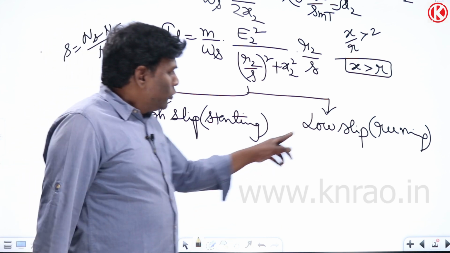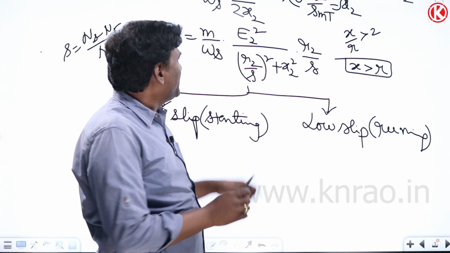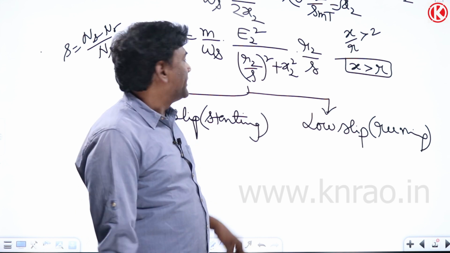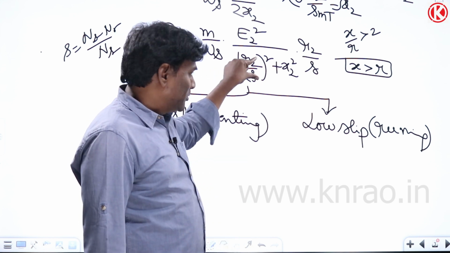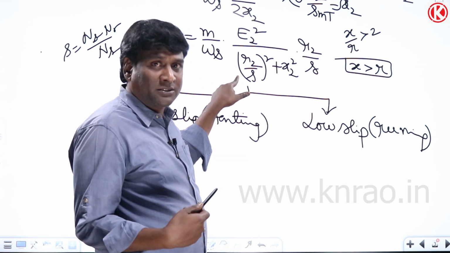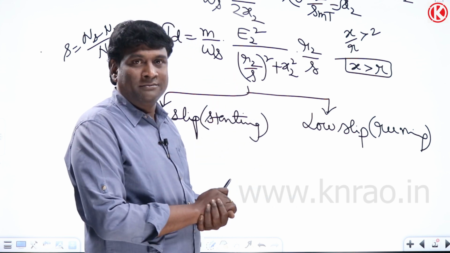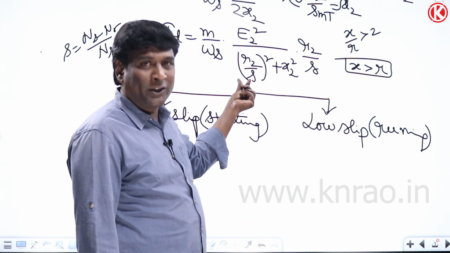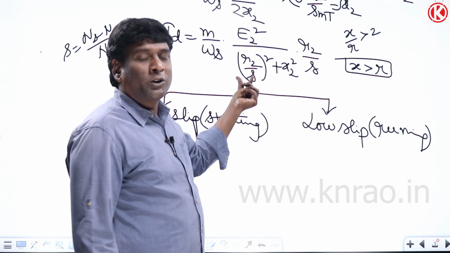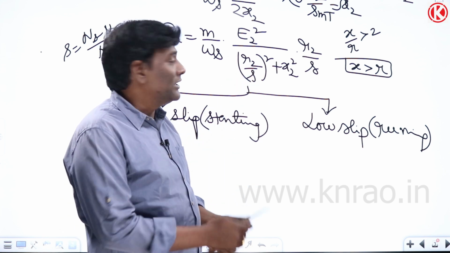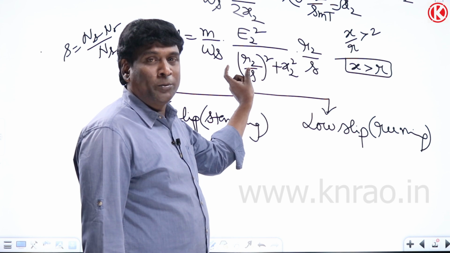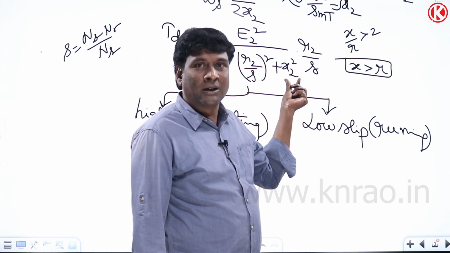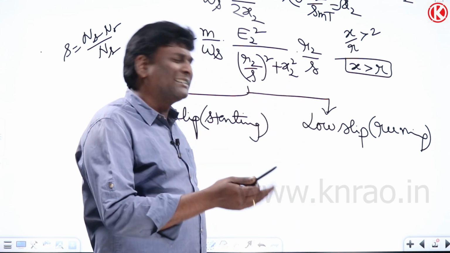Okay, in low slip region, think of only the denominator, don't think of the numerator. If you think of R2 by S, in the low slip region, slip is less. For example, slip is 10%. In the sense, slip is going to be 0.1. R2 by 0.1 is going to be 10 times R2. So in this case, R2 value is going to be more compared to X2 value. So let us neglect X2.